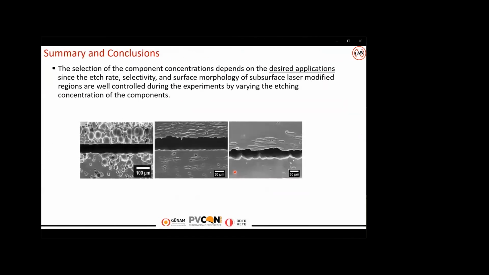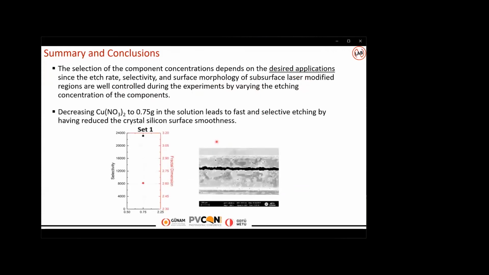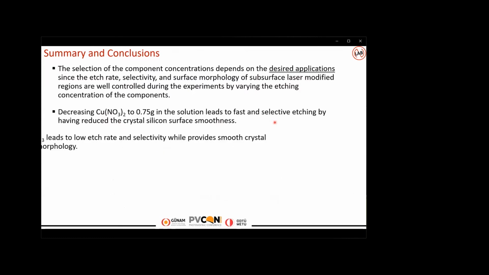So, as a summary, the selection of the component concentration depends on the desired application. The etch rate, selectivity, and surface morphology of the subsurface laser modified region are well controlled in this experiment by varying the etching concentration of the components. Decreasing the amount of copper nitride in the solution leads to fast and selective etching, but reduces the crystal silicon surface smoothness.